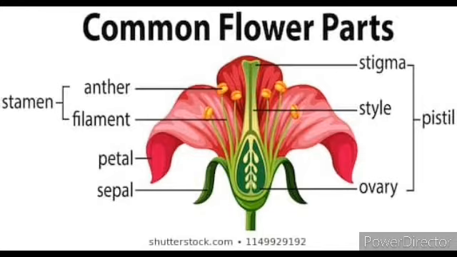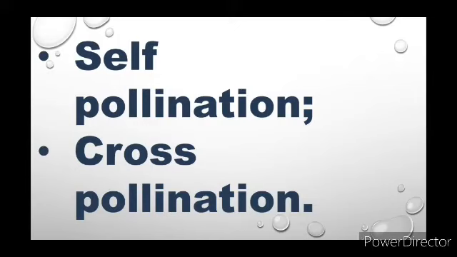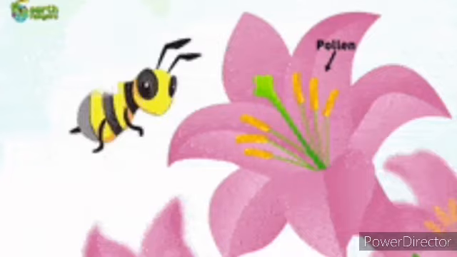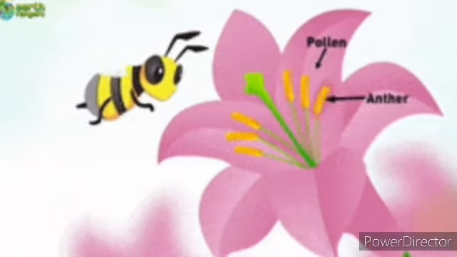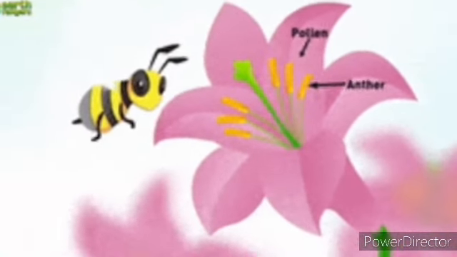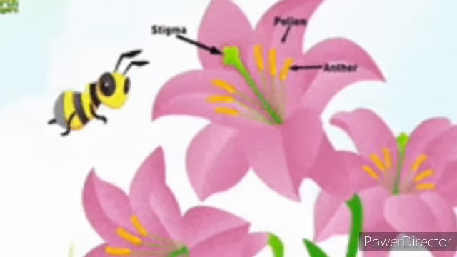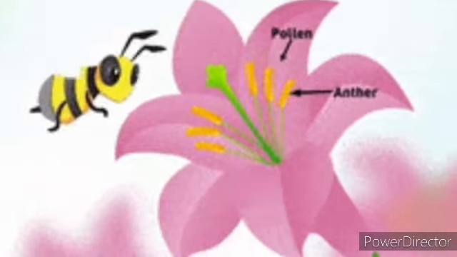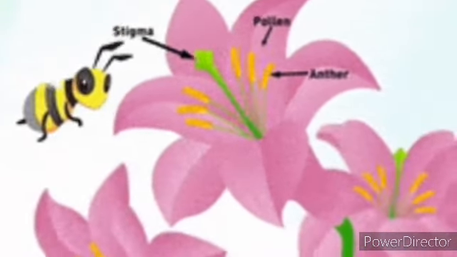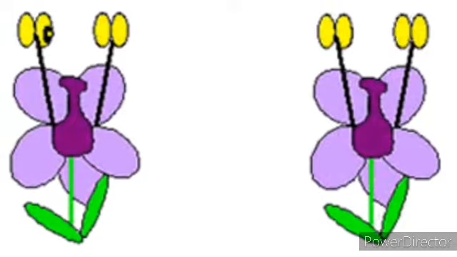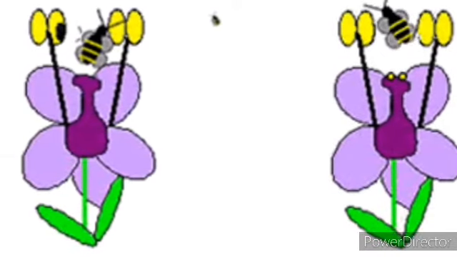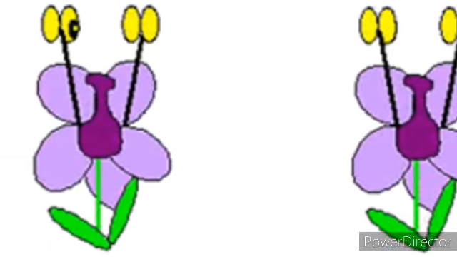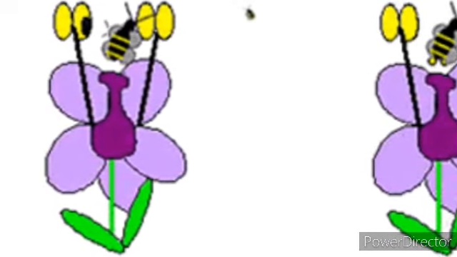to grow somewhere else. Actually, we have two types of pollination, which are self-pollination and cross-pollination. Self-pollination is the transfer of pollen grain from the anther of a flower to the stigma of that same flower. Note, of that same flower. While cross-pollination is the transfer of pollen grain from the anther of a flower to the stigma of another flower.